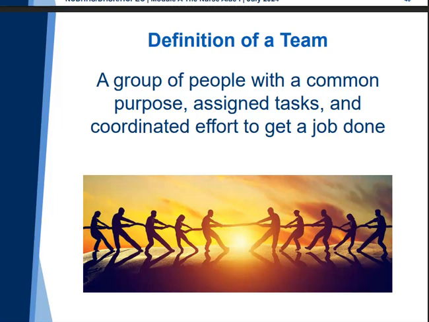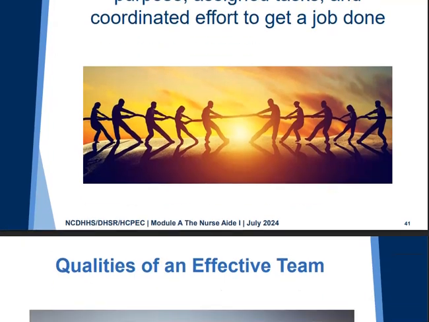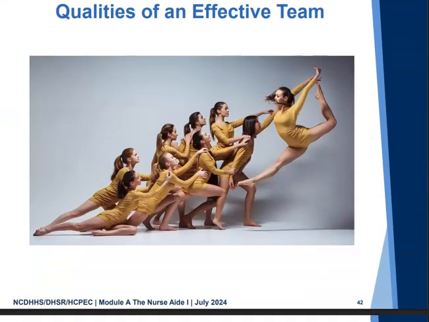A group of people with a common purpose, assigned tasks, and a coordinated effort to get the job done. So, what would be some qualities of an effective team? Some qualities of an effective team would be things like, again, compromise, liking working together, not one person taking on the role as like the boss. Everybody has equal input. We listen to other people's opinions. We value people's opinions. We ask for other people's thoughts and opinions.